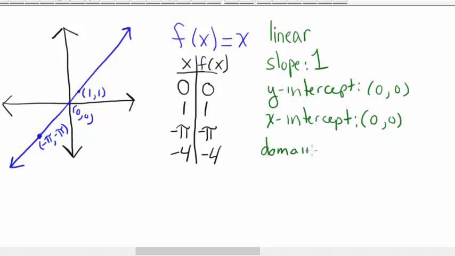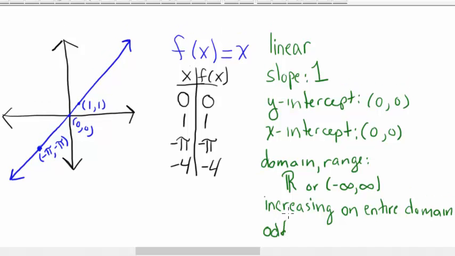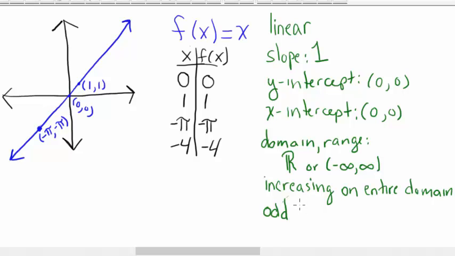Both the domain and the range of this function are the set of all real numbers. It's an increasing function. And you'll note also that the identity function is odd, and that it is symmetric about the origin and satisfies the algebraic criterion that f of negative x is equal to the opposite of f of x. And now we can add the identity function as well as the family of constant functions to our function library for future use.